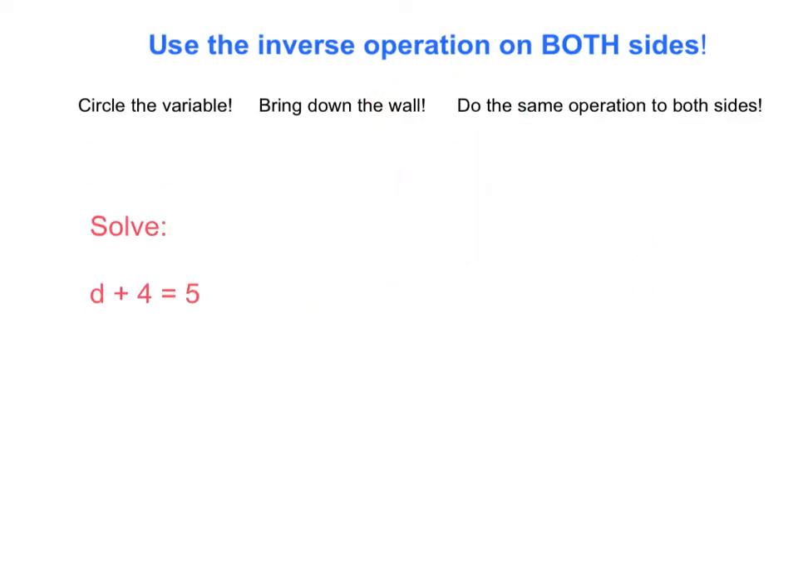So this time we are going to solve an addition. So I'm going to rewrite my problem. D plus 4 equals 5. And I'm going to circle my variable because this is what I want to be by itself. And I'm going to bring my wall down. And remember, I'm bringing my wall because whatever I do to one side, I have to do to the other. And I'm going to go ahead and put my equal sign.